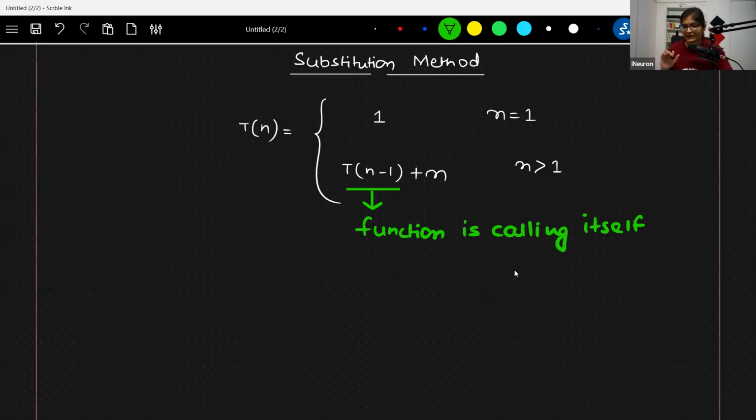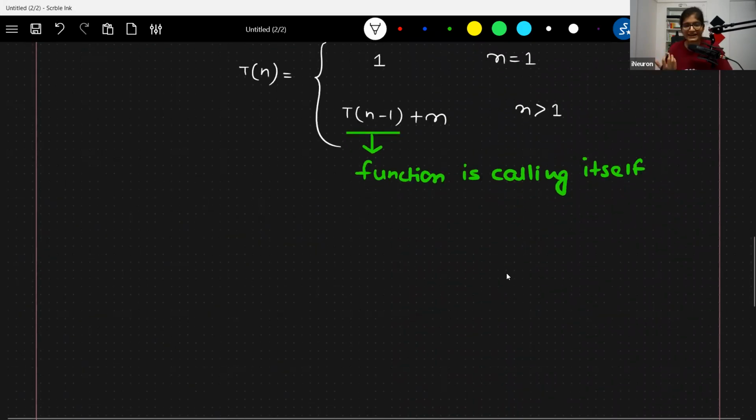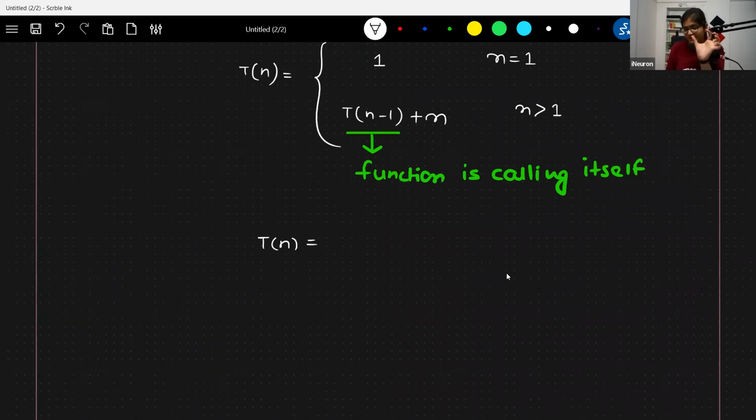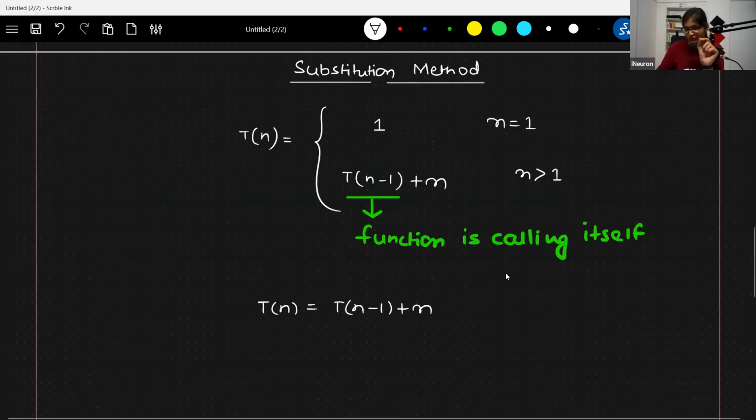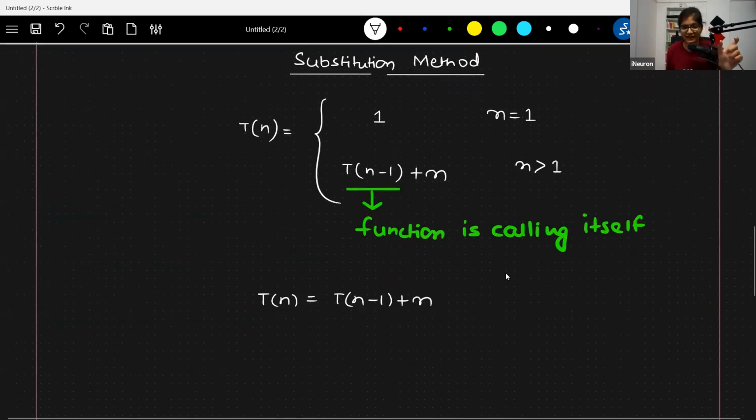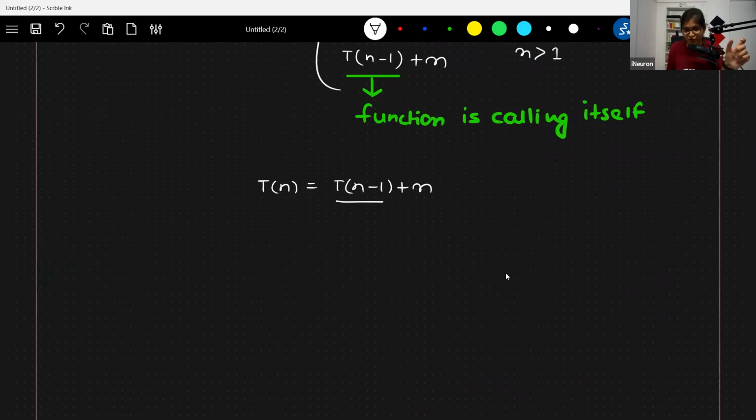Okay, so this is the kind of recurrence relation that we have. Now we need to understand how we can solve it using the substitution method. Here we have T of n. Just focus on the recursive term, which is T of n minus 1 plus n. Whenever we solve it using the substitution method, we are trying to substitute the recursive term here. Always remember. Can you tell me what is the value of T of n minus 1?